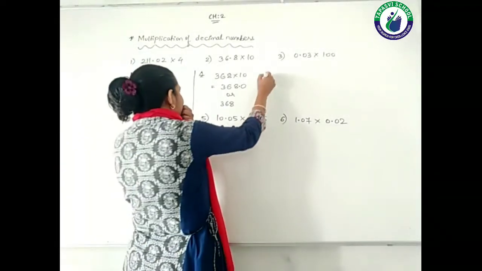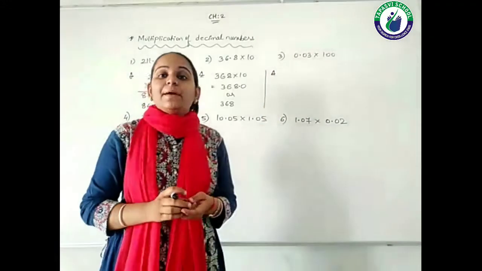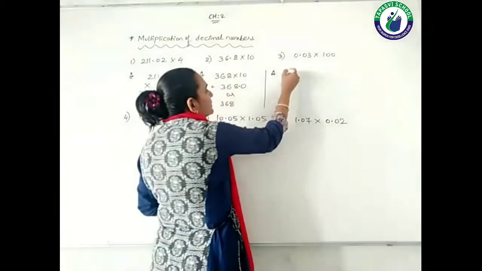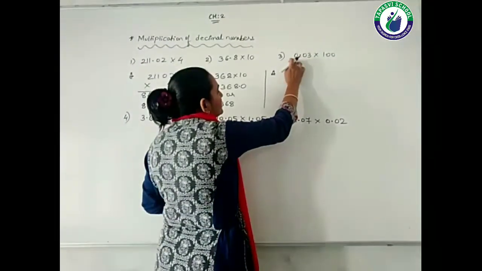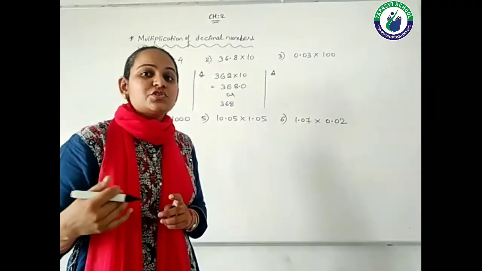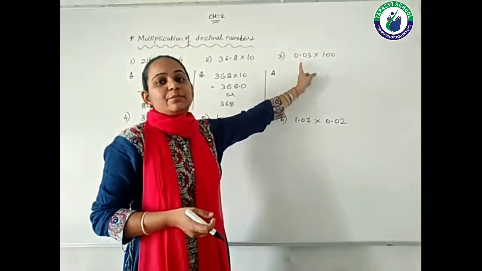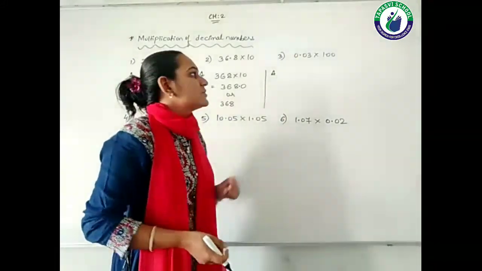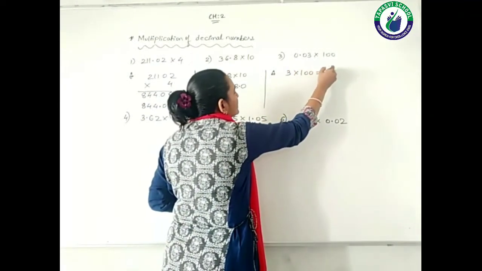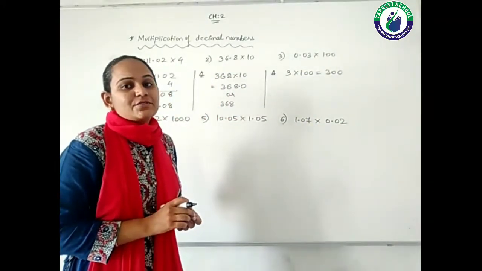Question number 3. 0.03 multiplied by 100. 0.03 multiplied by 100. So it's very simple. There is no importance of this 0, right? There is no importance of these initial zeros. Yes, zeros are important, but here the point matters more because of the zeros. So I can consider it as 3 multiplied by 100. That means it's 300. Right, students? 3 multiplied by 100, it is 300.